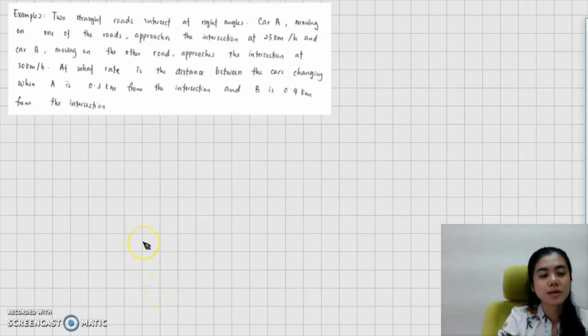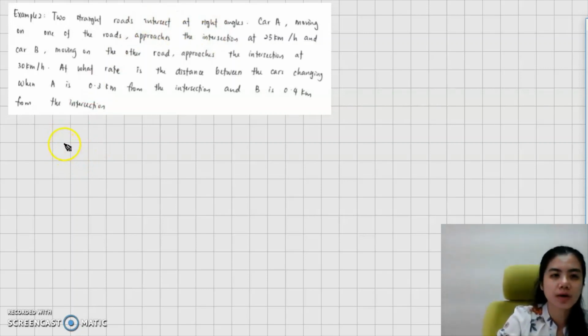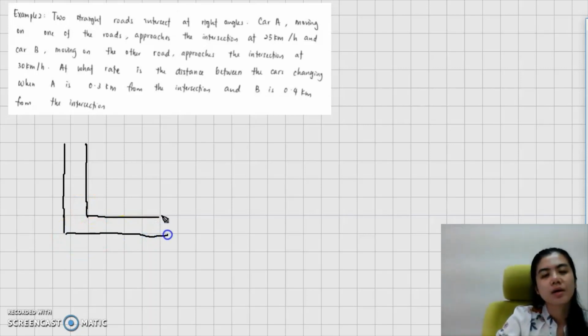Okay, let's look at the second example. The second example says that you have two straight roads that intersect at right angle. Let's just draw it out. So we have two roads that intersect at right angle, so you have the intersection here.